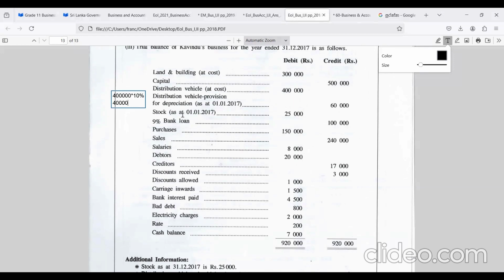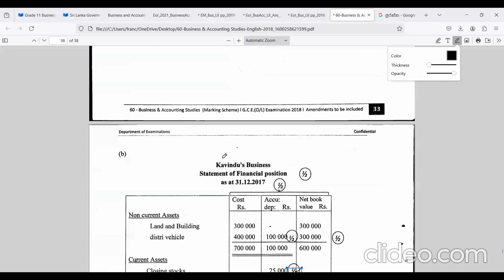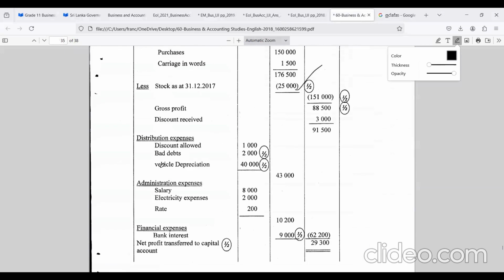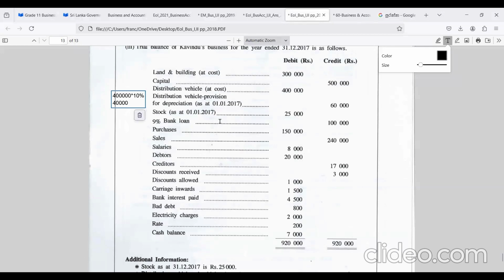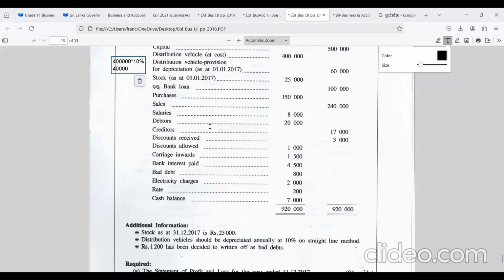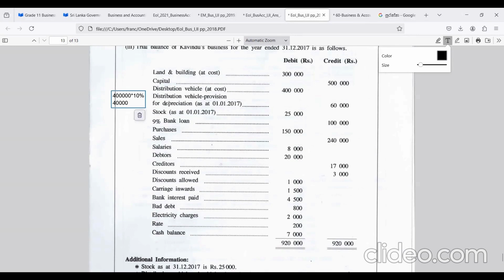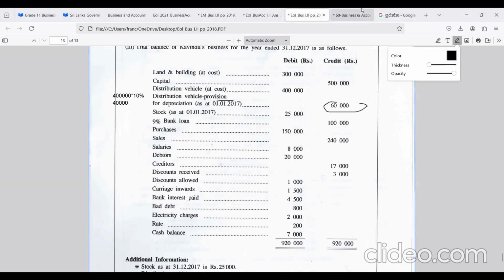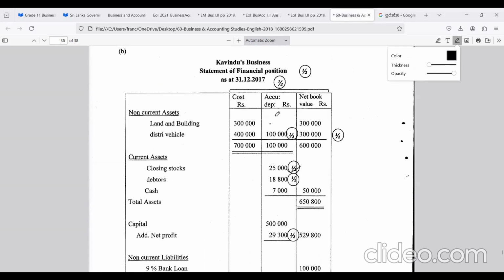Now, distribution vehicle is distribution. The name itself is helping us know. But I have seen students, when the question says distribution vehicle, they go and put it under administration. No, distribution vehicle means distribution, 40,000. That is also done. As I said earlier, all adjustments must be recorded in two places. Now see here, distribution vehicle depreciation. Distribution vehicle provision for depreciation, 60,000. What should I do? What should I do?